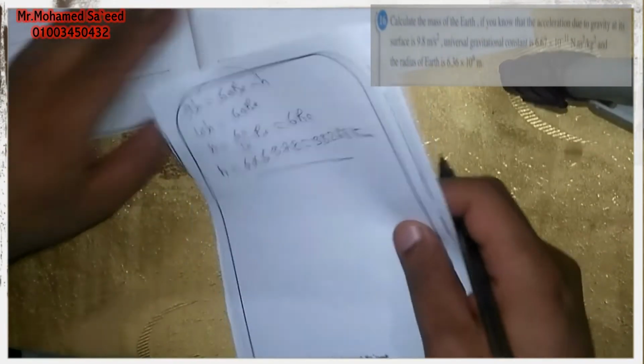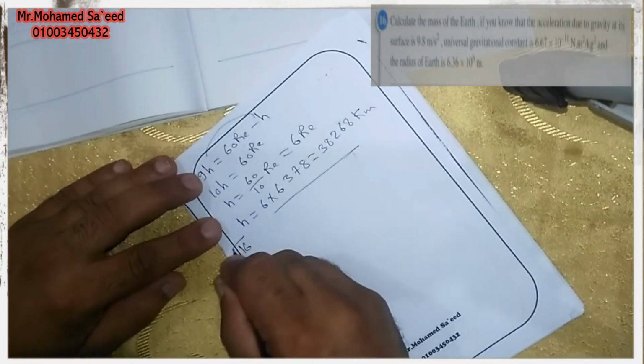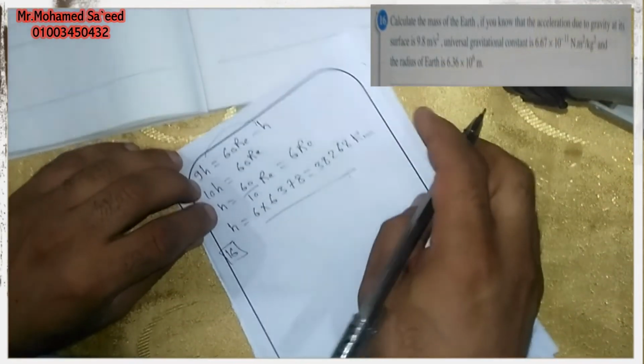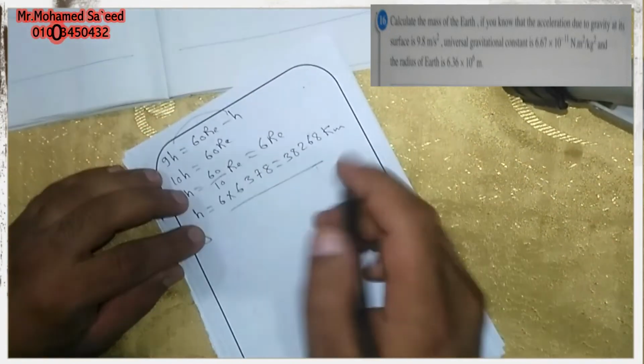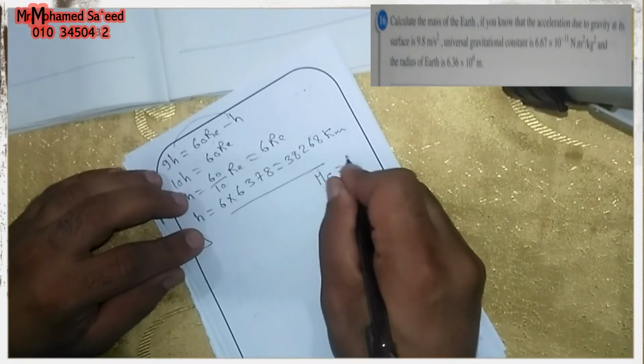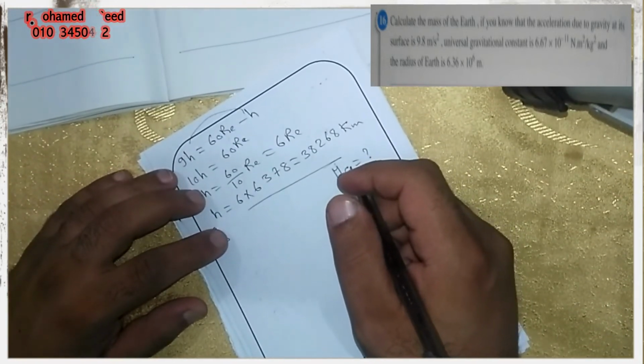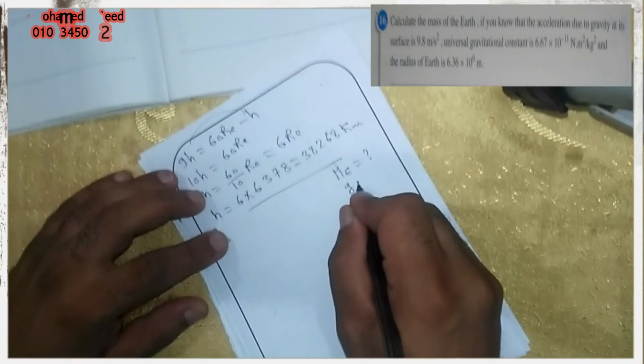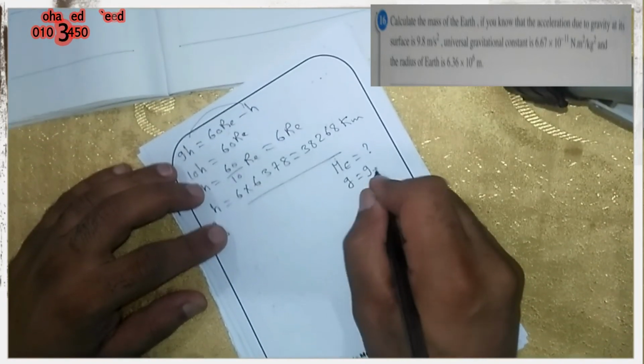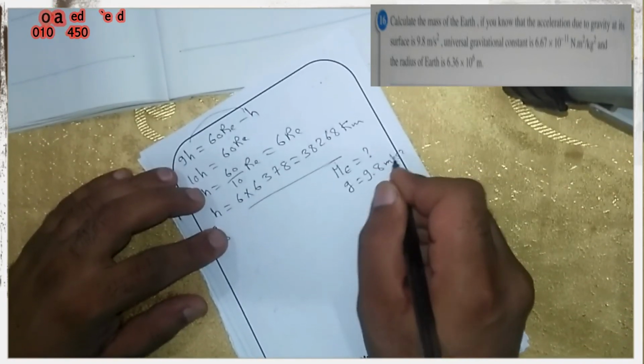Problem number 16. Calculate the mass of the Earth, M Earth, is required. If you know that the acceleration due to gravity at its surface, g at its surface, equals 9.8 meter per second square.